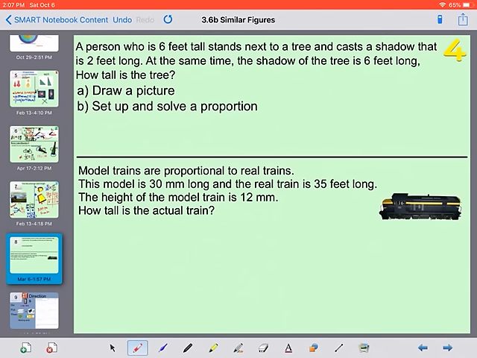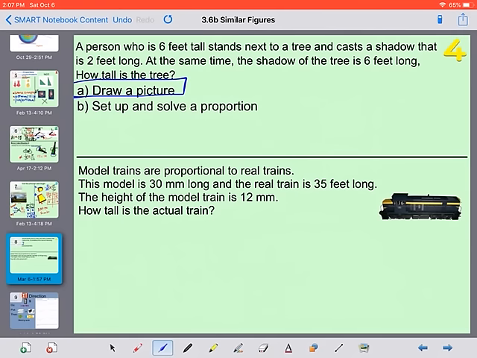Last two, a little bit of word problems here. It says, a person who is 6 feet tall stands next to a tree and casts a shadow that is 2 feet long. At the same time, the shadow of the tree is 6 feet long. How tall is the tree? Very important first step. Draw a picture.